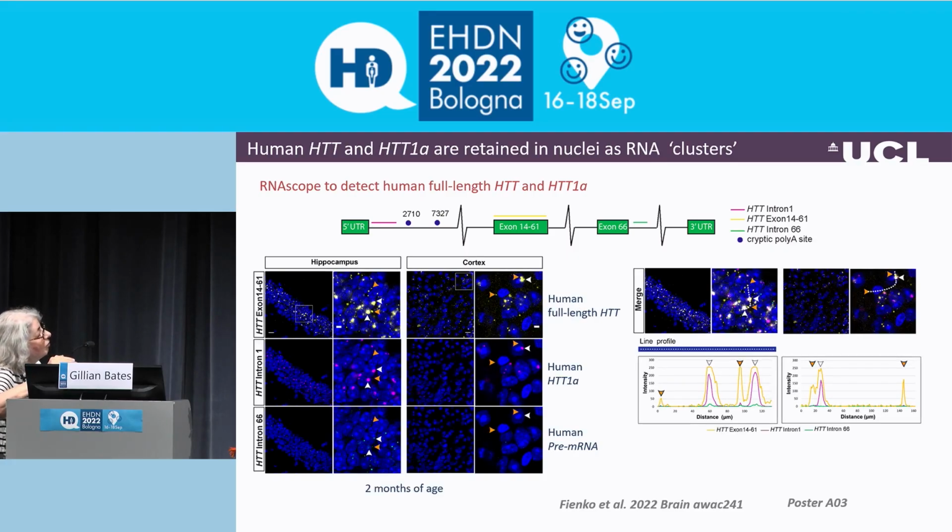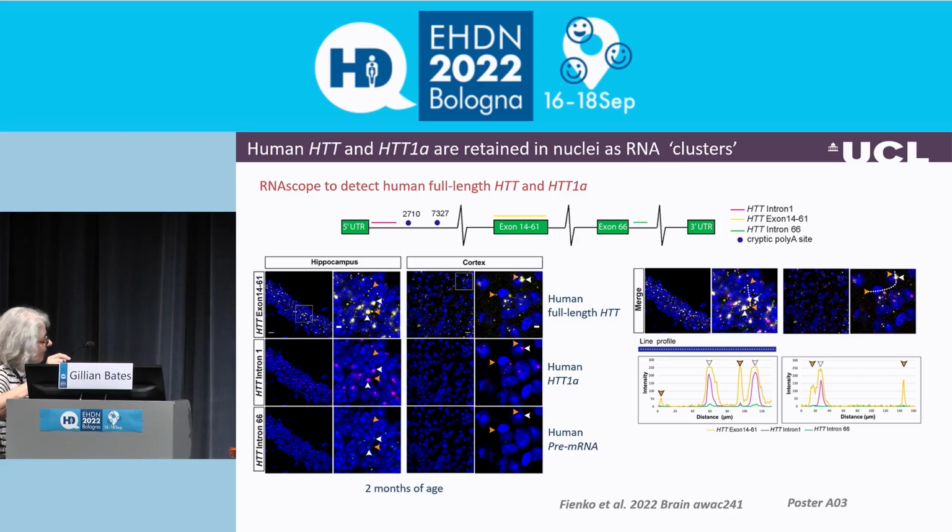So what she noticed was that if we look at full-length Huntingtin, we do see some signal in the cytoplasm, as you'd expect, because it gets transported for translation. But she saw these large foci, or clusters we now call them, in neuronal nuclei. And when you do a probe for intron 1, we also see that it co-localizes with these large clusters, whereas intron 66 is not doing so.